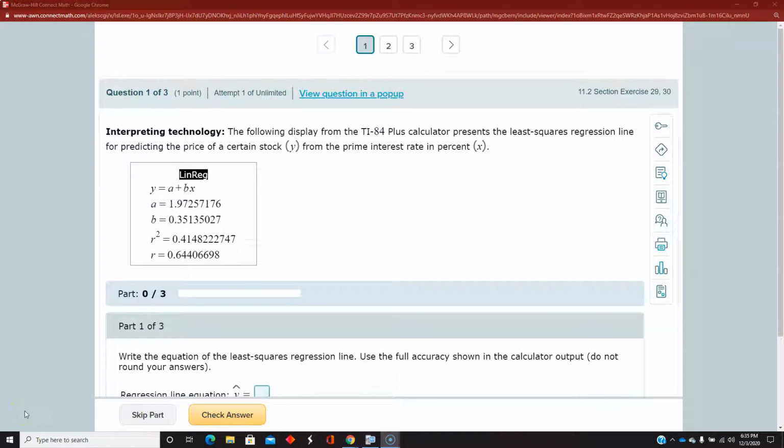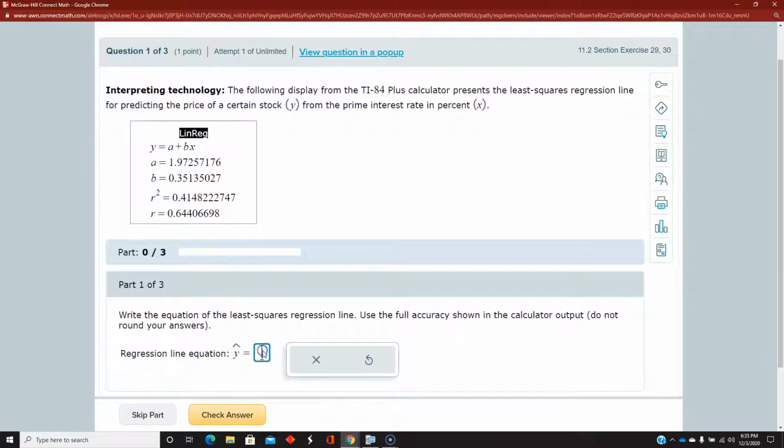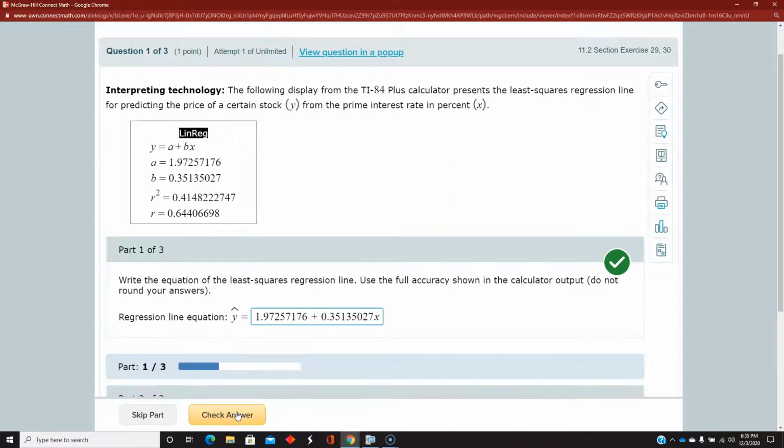All right, so let's take a look at these regression problems on the homework. This first problem, they've already done the number crunching for us, and they're showing us that the format of the equation is a plus bx, and they're telling us a, and they're telling us b. So all we have to do is literally type in what's already in the printout. And I believe the instructions say to use the full accuracy, the full number of decimal places from the printout. So then our regression equation looks something like that.